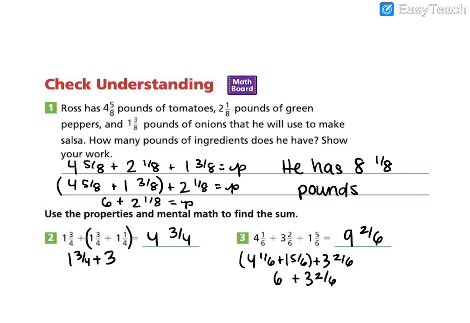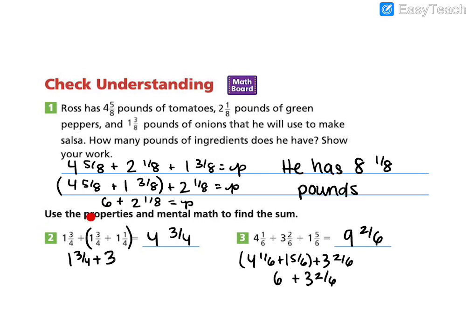All right, let's go ahead and check your work. For this first problem, I wrote out my equation. I then used the commutative property to move where 1 3/8 was. And then I used the associative property to add parentheses. This way I added 4 5/8 plus 1 3/8. I knew 3/8 would get me to the next whole of 5, plus 1 more would get me to 6. Plus that additional 2 1/8 pounds would get me 8 1/8 pounds.